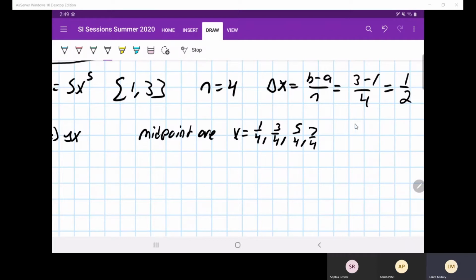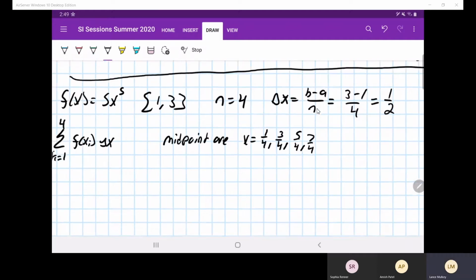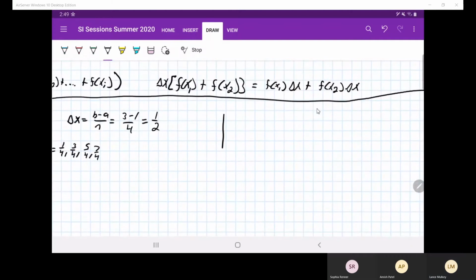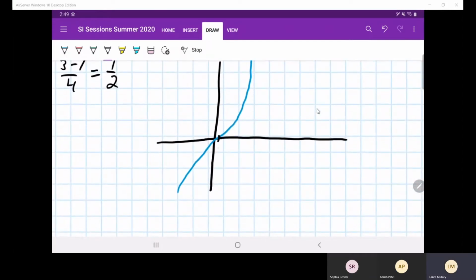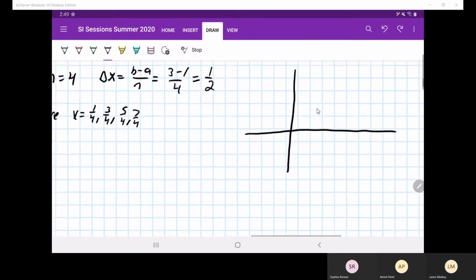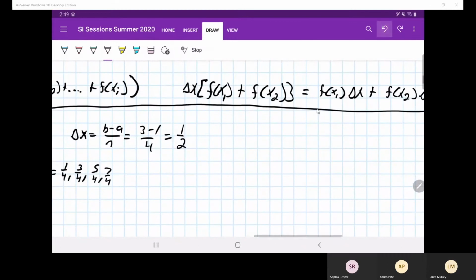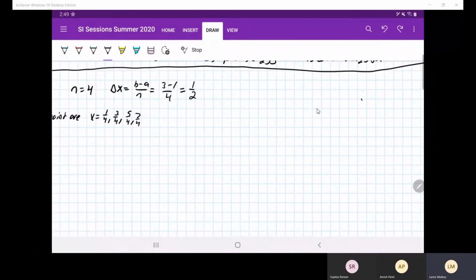All right, so we're going from 1 to 3. So 5x to the fifth looks something like this. And say this is 1. I want to use the graph lines, actually. Yeah, let's do that. If we're going to do that, I need to draw bigger, because bigger is better.